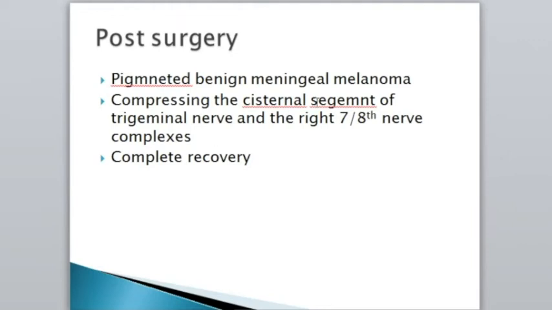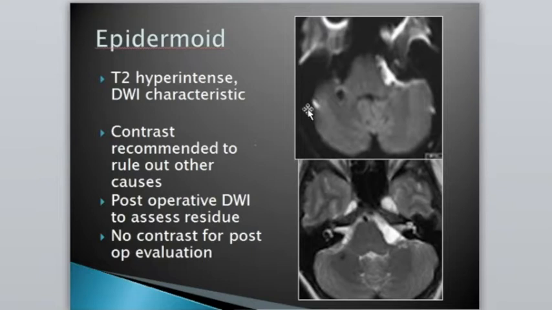It was compressing the cisternal segment of the trigeminal and the 7th-8th nerve complex. Patient presented with trigeminal neuralgia and had complete recovery post-surgery. Since we are talking about developmental lesions in the CP angle cistern, epidermoid cyst cannot be far behind. It is one of the very common lesions in the CP angle cistern.